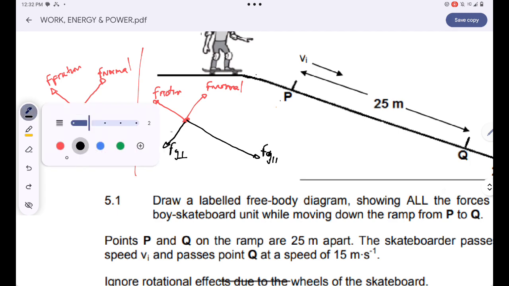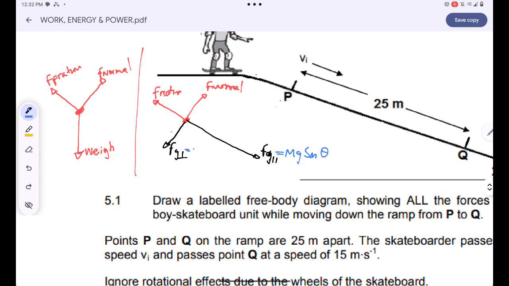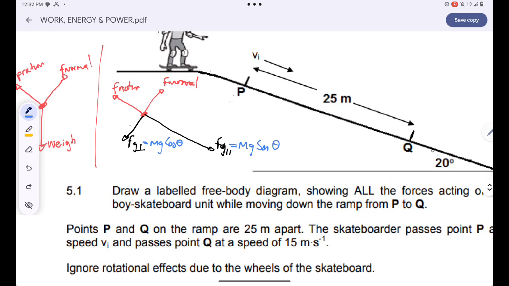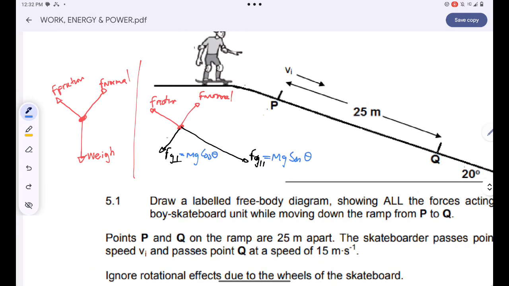All right, together. Remember that we calculate Fg parallel by just saying mg sine theta. Fg perpendicular is just mg cos theta. The theta just represents the angle between the inclined surface and the horizontal. Are you together? So it's up to you guys. If you prefer drawing it like this, kudos. Like this.